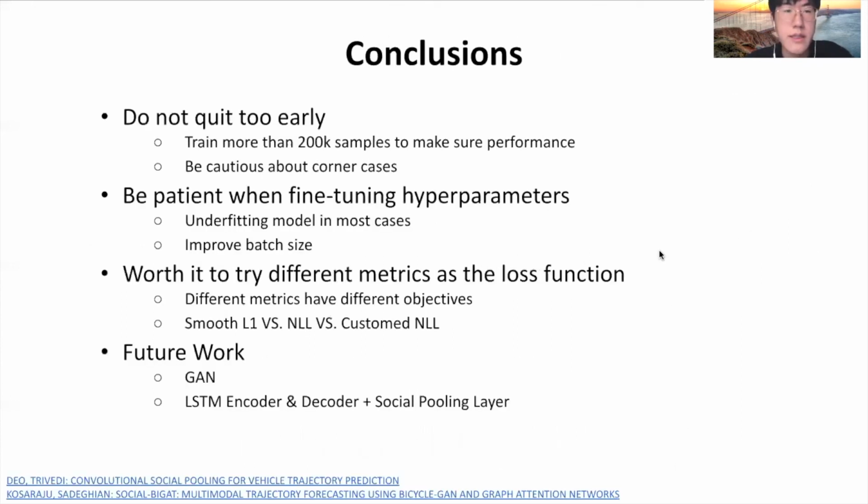And the conclusion is that we want to train more samples, and we should be very patient when fine-tuning the hyperparameters. And it works to try different metrics as the loss function. By future work, we want to try GAN and LSTM encoder-decoder, as we read from the paper. That's all.